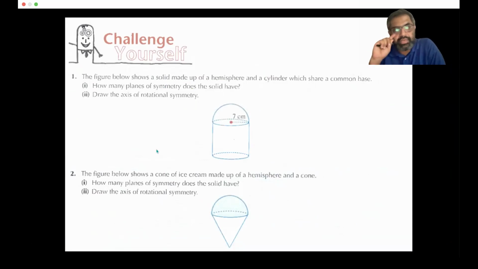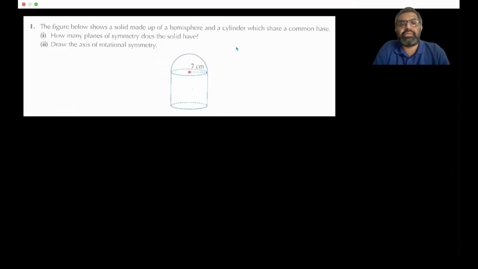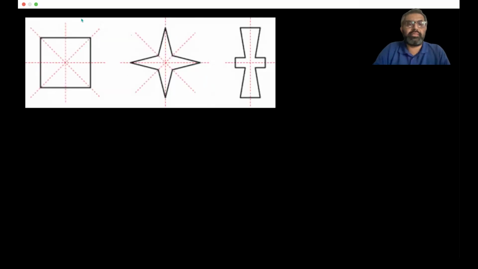And what is a rotational symmetry, axis of rotational symmetry? So we are given a cylinder and a hemisphere on it. In the other part, this is a cone and a hemisphere on it. So both are similar problems. Before we solve this problem to find planes of symmetry, quickly recall what is symmetry.